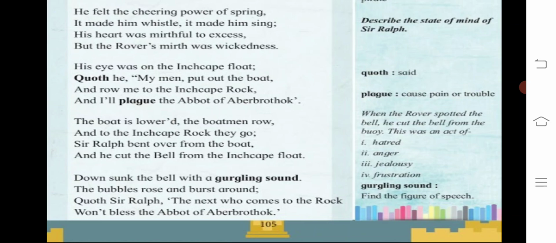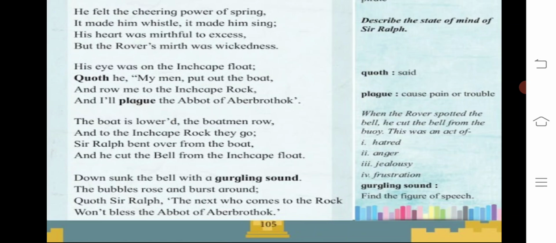His eye was on the Inchcape float, and he was continuously looking towards that. And quoth he means what? He stated, he said something. My men, he ordered his sailors, put out the boat, means make the boat ready, and row me to the Inchcape Rock, and I will plague the abbot of Aberbrothok. He mentioned that I definitely want to give pain and trouble to the Abbot of Aberbrothok.